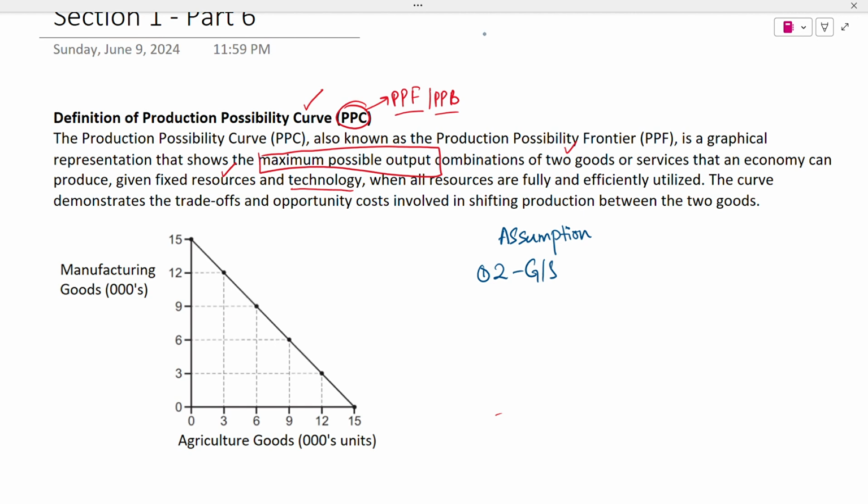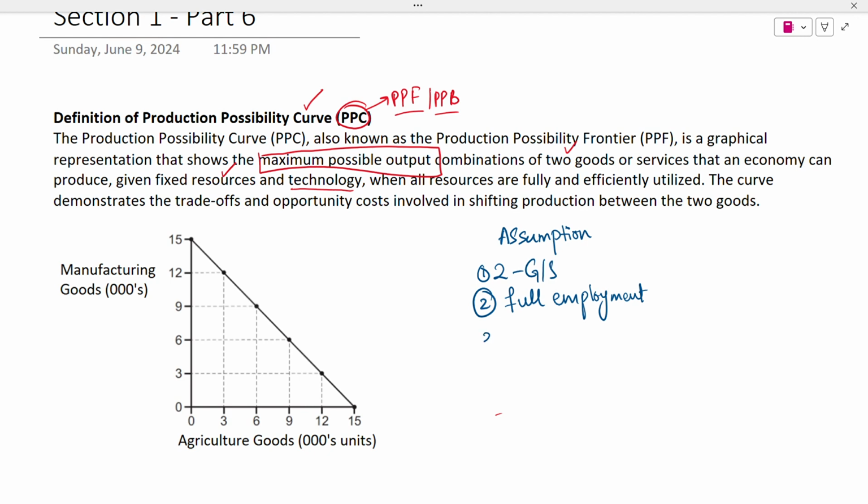The second assumption that we make when we are making a PPC is that our resources are fully employed. So there is full employment in the economy. Now, what does full employment mean? Full employment means basically that all of your factors of production are utilized. There is no labor that is unemployed at the moment. There is no land that is left out. There is no capital that is left spare. All of the resources are currently utilized and are in employment.